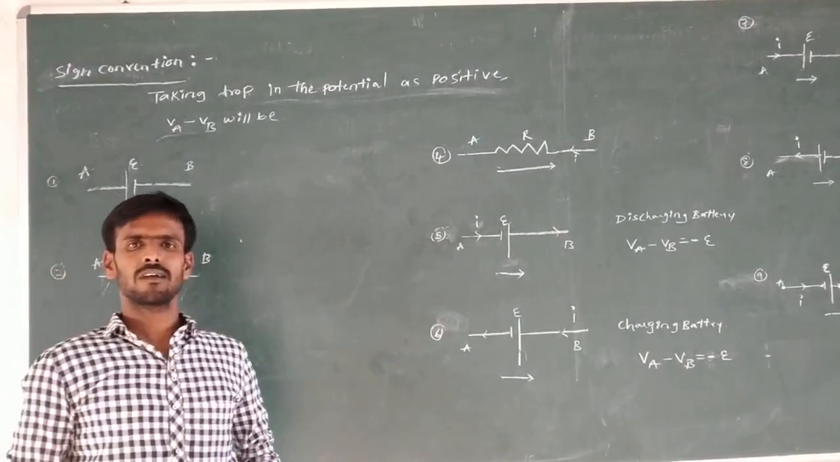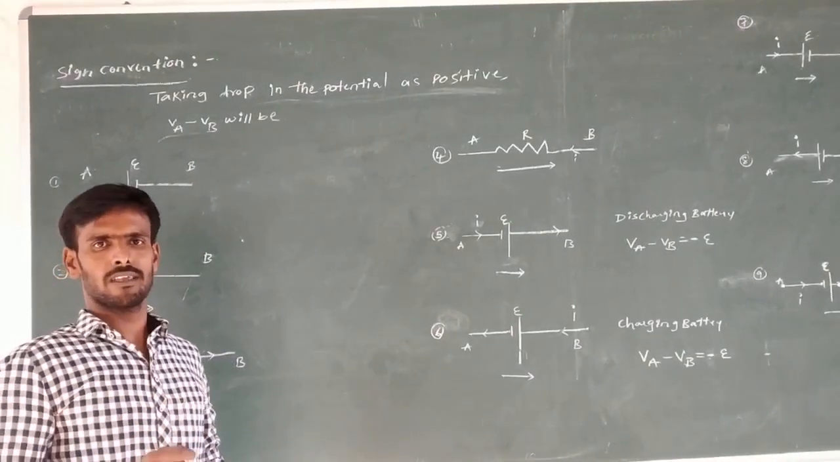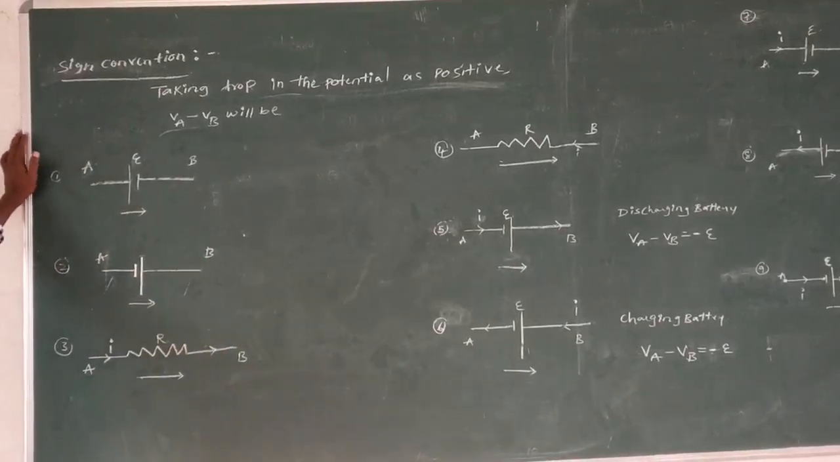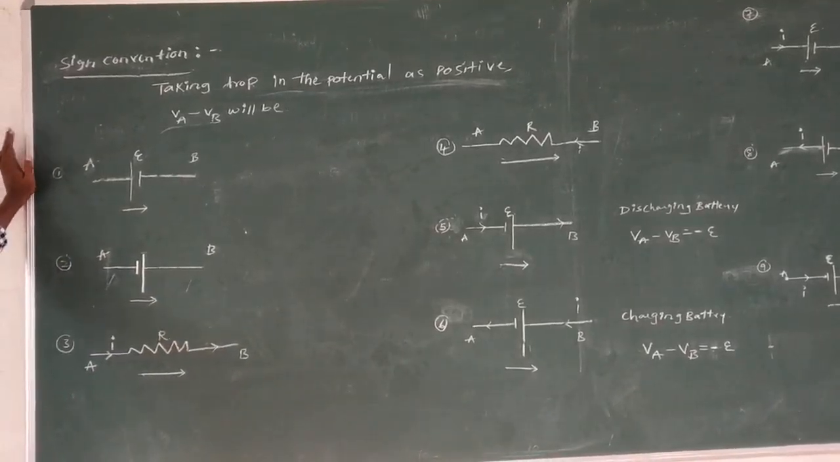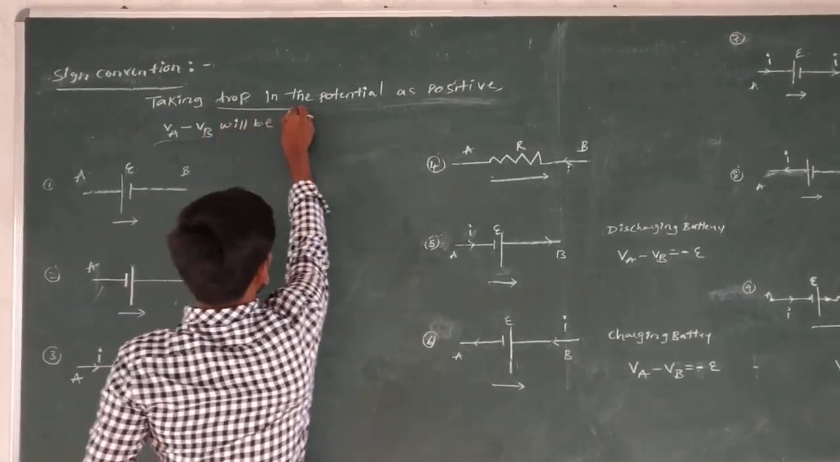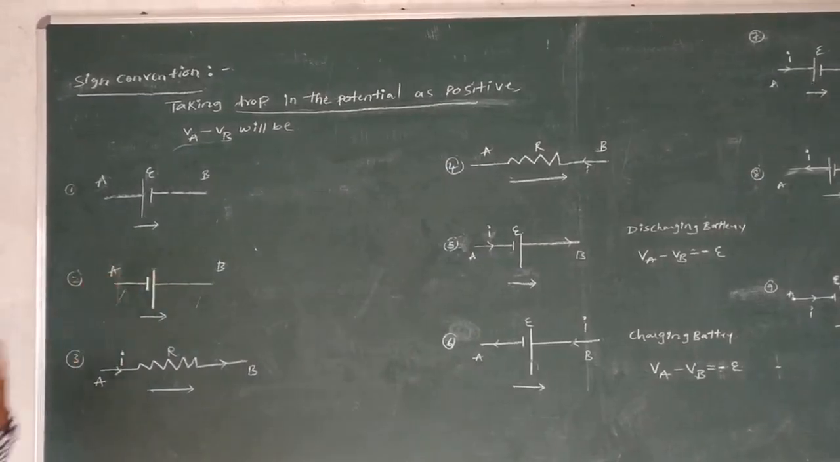Before going to Kirchhoff's second law, I will explain sign convention. The most important topic in current electricity is sign convention. Taking drop in the potential as positive, VA minus VB will be. So keep this point in mind, drop in the potential as positive. VA minus VB will be.